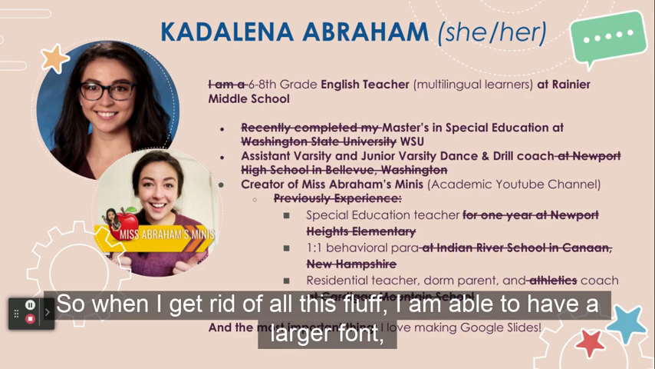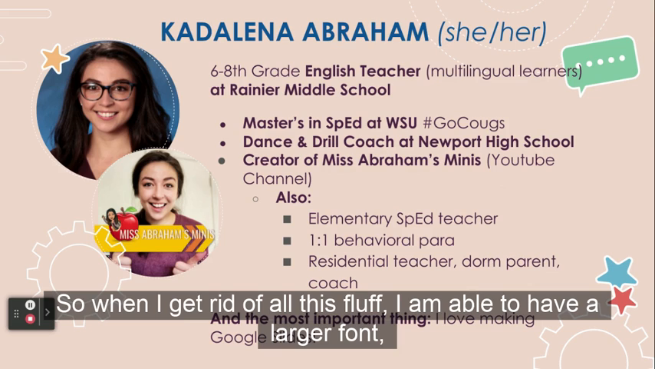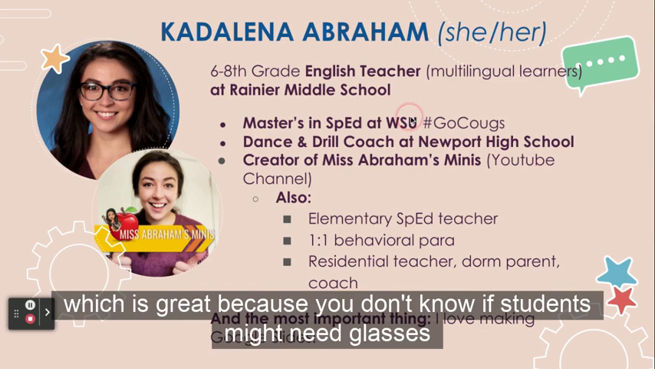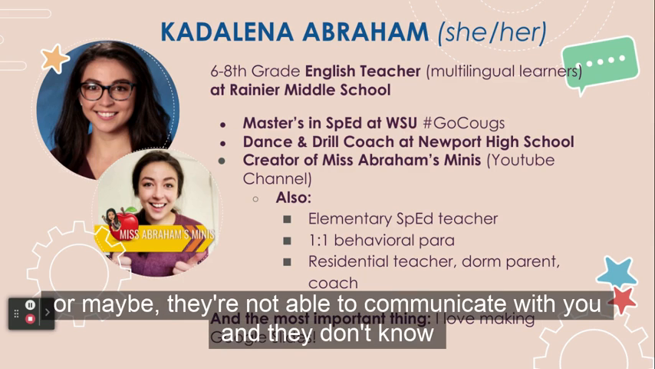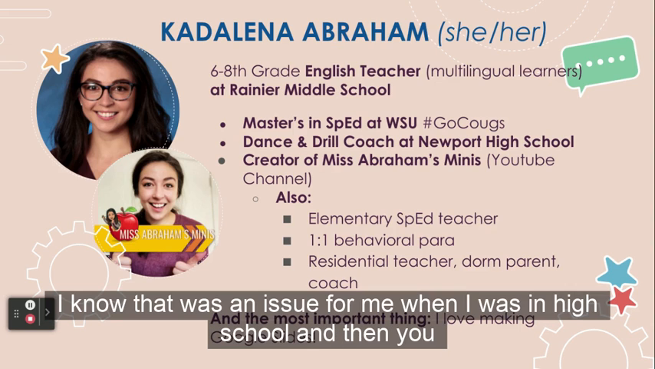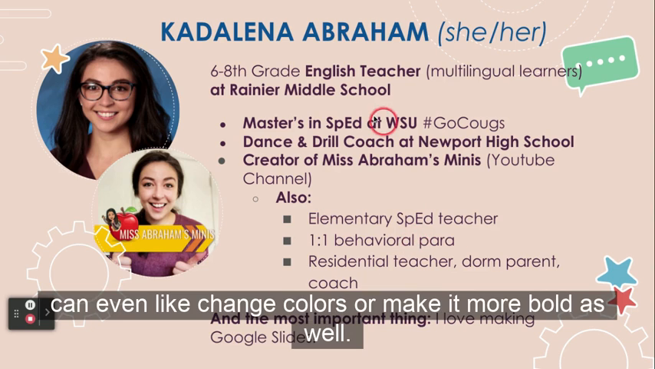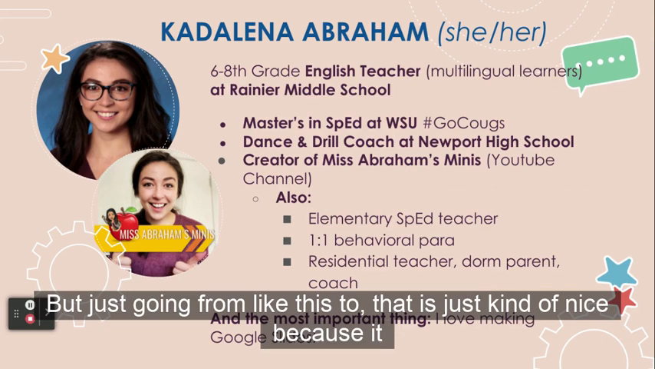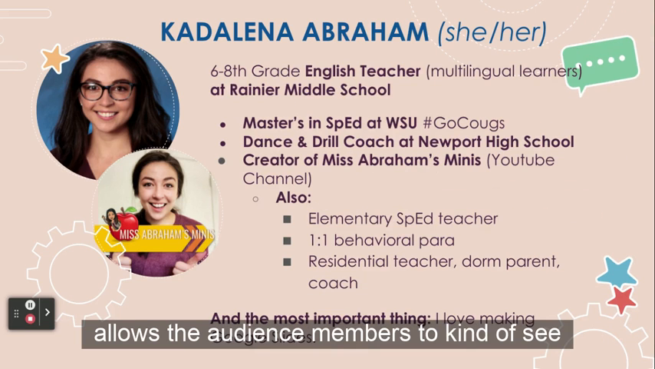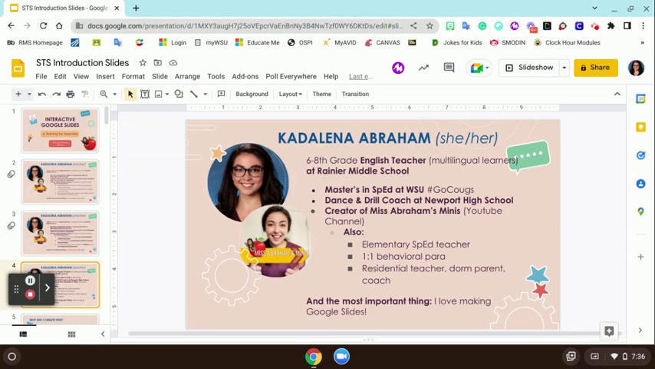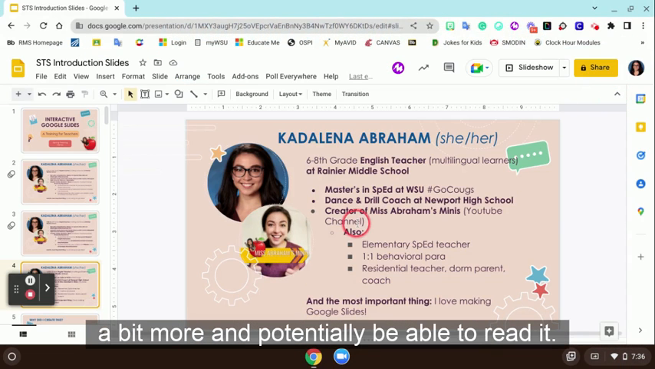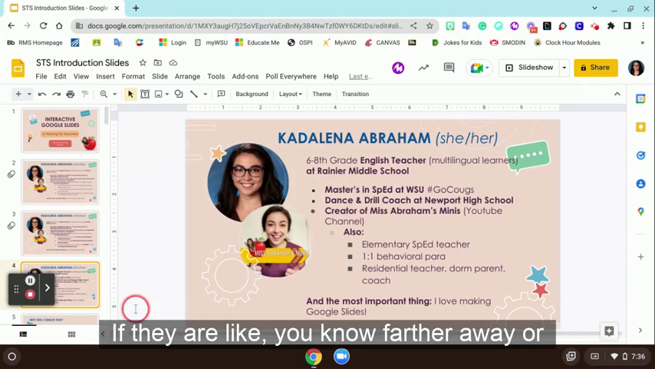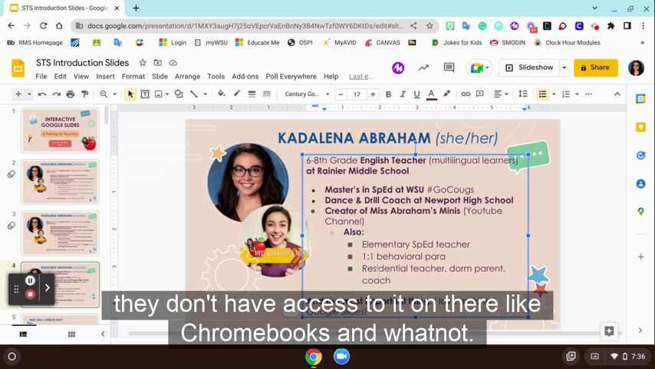So when I get rid of all this fluff, I am able to have a larger font, which is great because you don't know if students might need glasses or maybe they're not able to communicate with you and they don't know if they need glasses. I know that was an issue for me when I was in high school. And then you can even change colors or make it more bold as well. But just going from this to that is just kind of nice because it allows the audience members to see a little bit more and potentially be able to read it if they are farther away or they don't have access to it on their Chromebooks and whatnot.